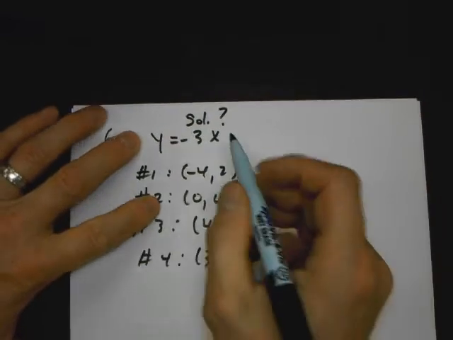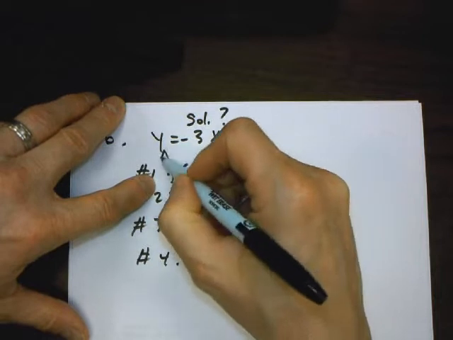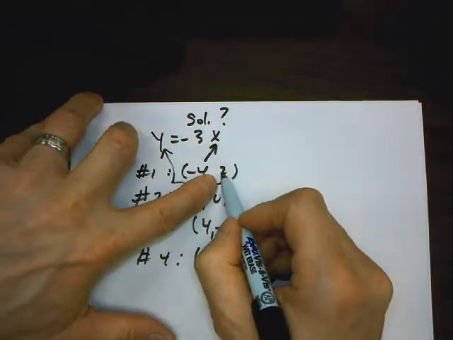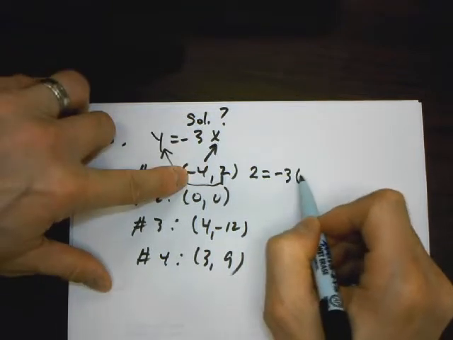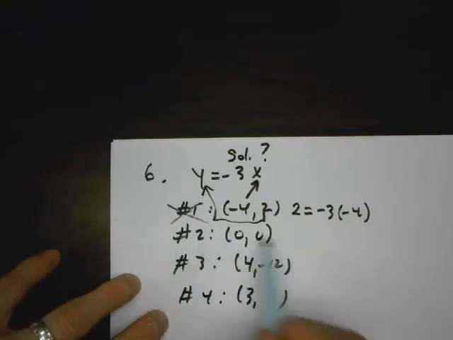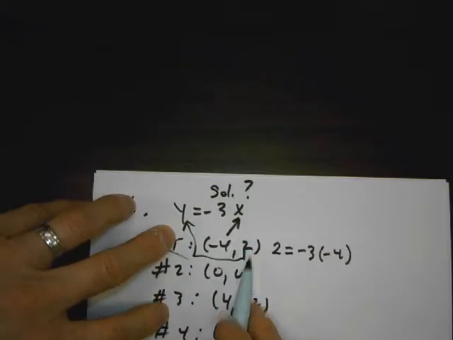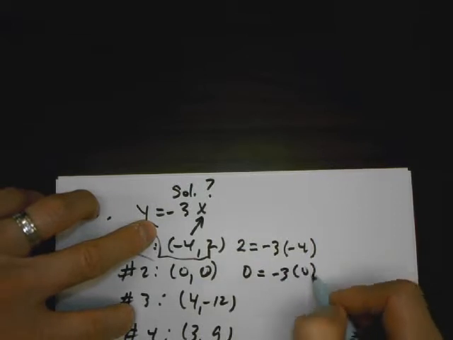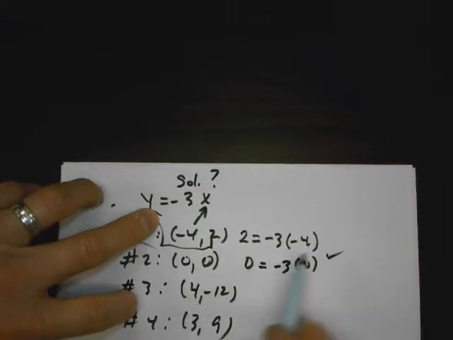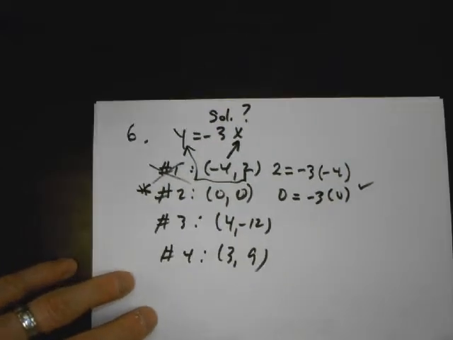It's on the line. So if I plug this in here, x goes where x goes, y goes where y goes. For the first one, this is y, I have 2 equals negative 3 times x. X is this. That's not true. Don't pick 1. Next one, if I put 0 for y and 0 for x, that is true. 0 equals 0, so that's one of them. I'm going to pick that.